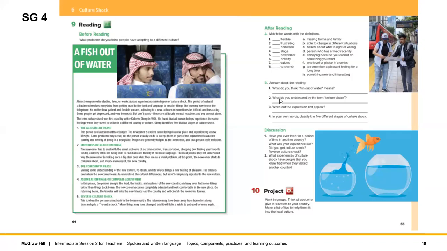Now, one of the questions here is, what do you think fish out of water means? We moved it around. We began with it just to raise expectations, to make you think about things, elicit ideas. The other one is, what do you understand by the term culture shock? Well, culture shock has to do with this, and it is connected with fish out of water. So this is why we pushed it there. When did the expression first appear? This is for later when you read. In your own words, classify the five different stages of culture shock. I'm not sure what one is supposed to do here.